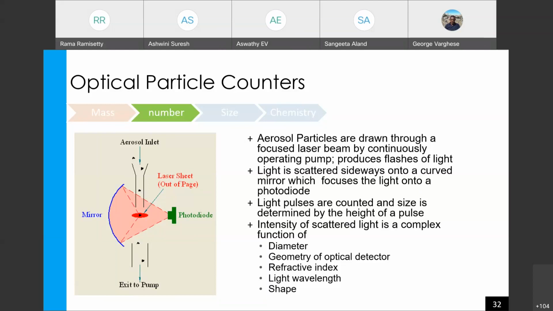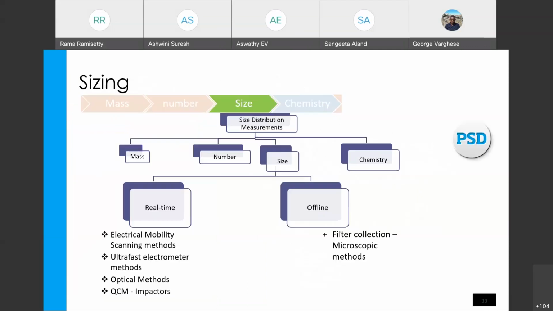But the problem is with particle sizing. We will have a lot of assumptions in this. And for sizing, which we call the particle size distribution, we have different methods: the electrical mobility principle, optical methods, QCM methods, and impaction methods. Also for offline, as I explained earlier, the impactors can do the same job of particle sizing.